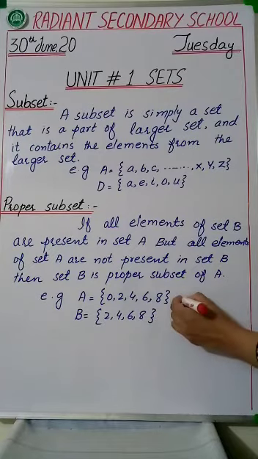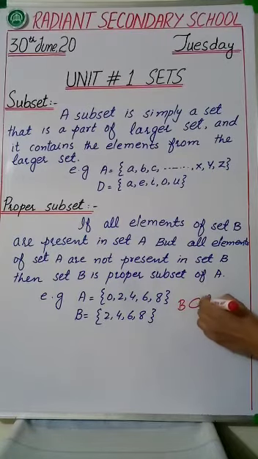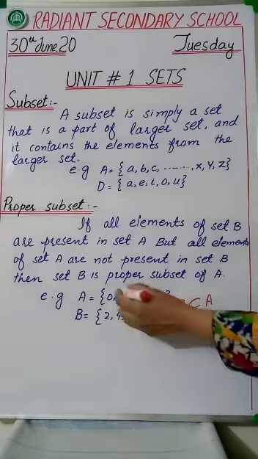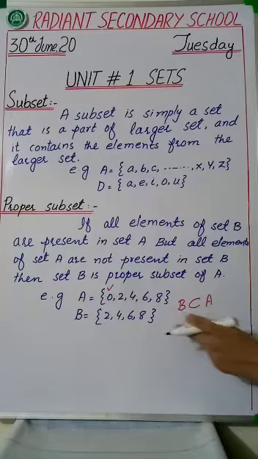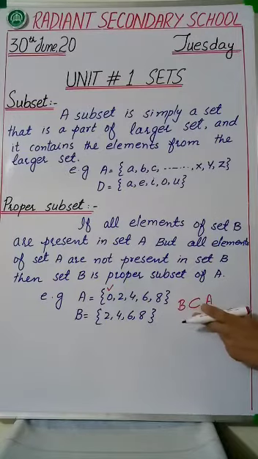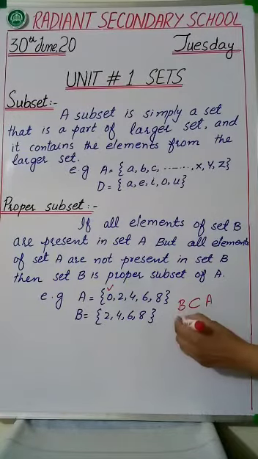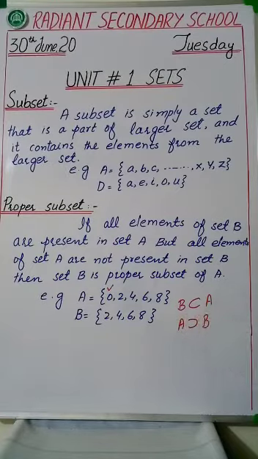It means that set B is a proper subset of A, and all the elements of A are not present in set B. This element 0 is not present in B. In such a situation, B will be the proper subset of A and A will be the superset of B.